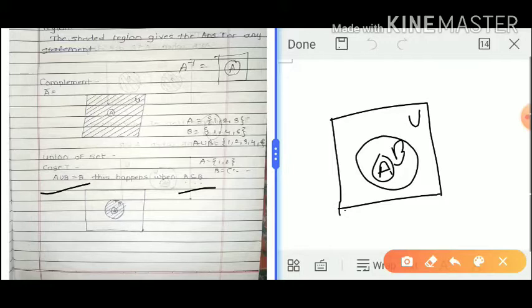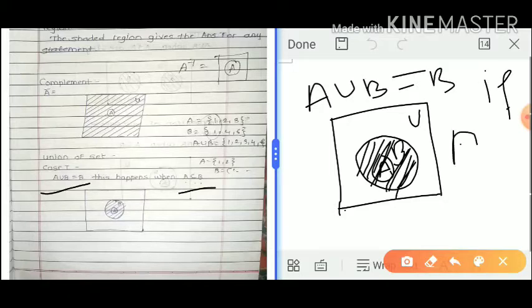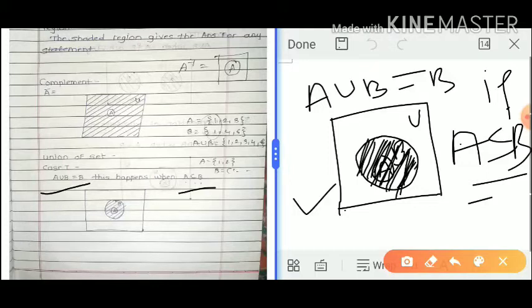So by using this, the answer is the set B. This is when A union B equals B if A is a subset of B. That time the shaded region is all of B. In this example we have also shaded the circle A because the elements belonging to A are also elements of B. That's why we consider here all the elements of B. So this is A union B equals B if A is a subset of B.